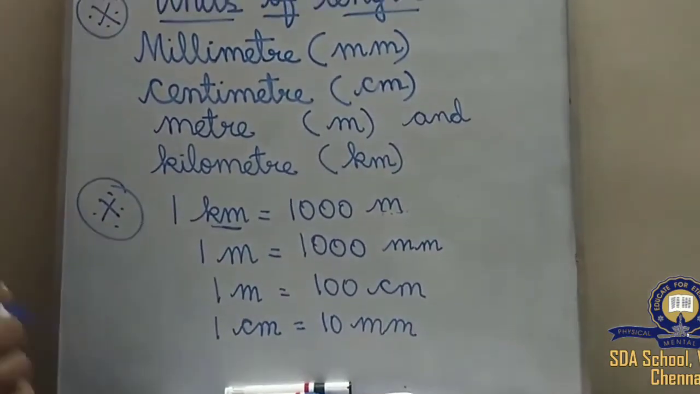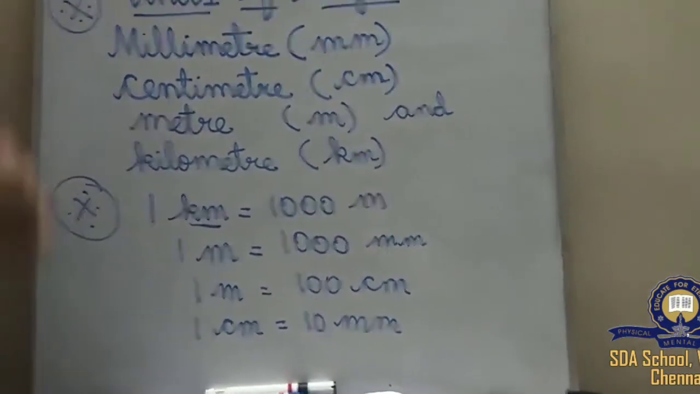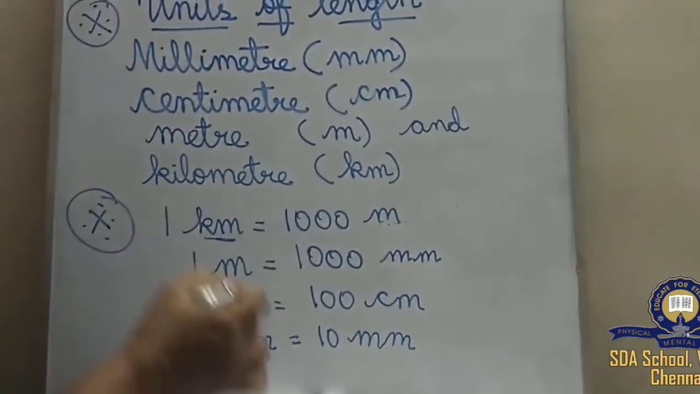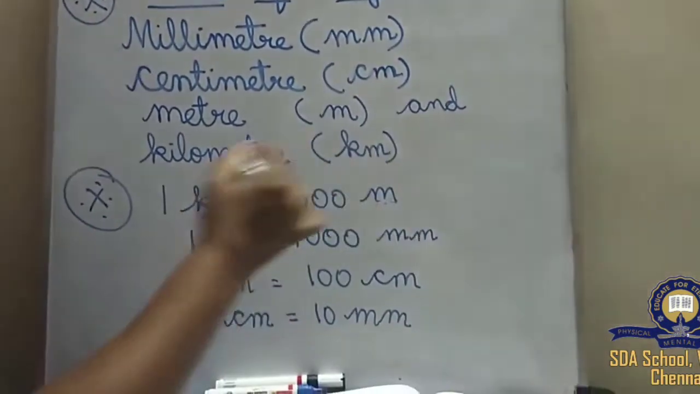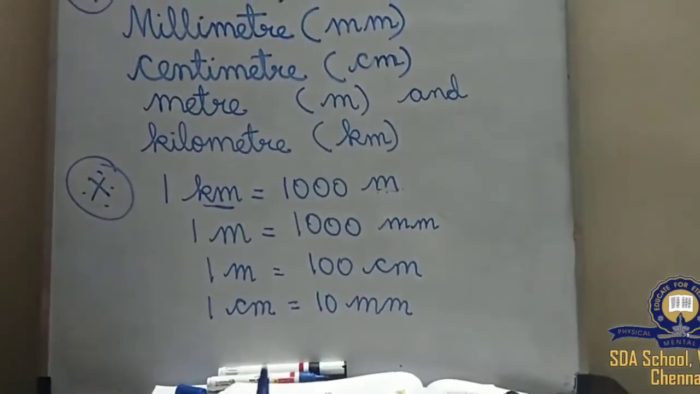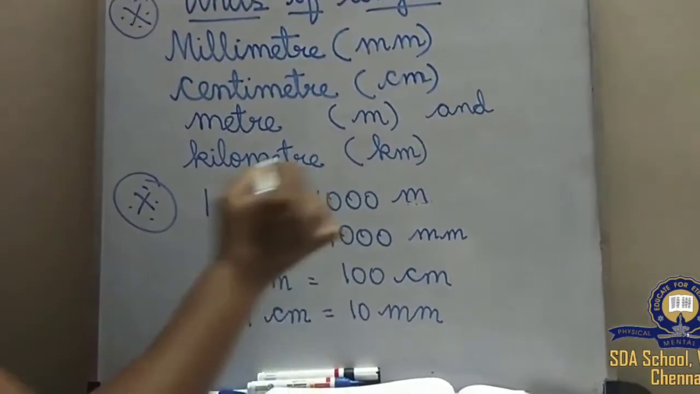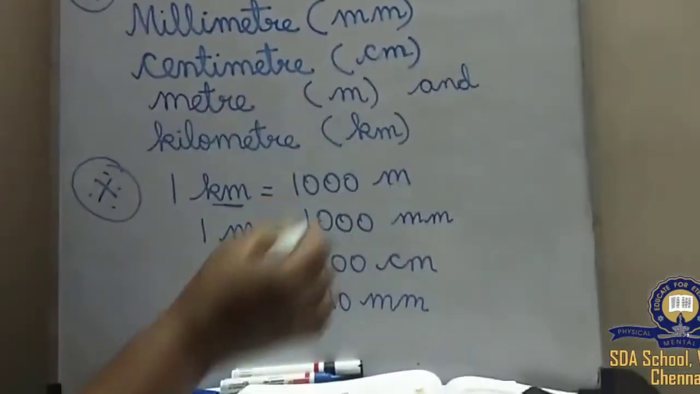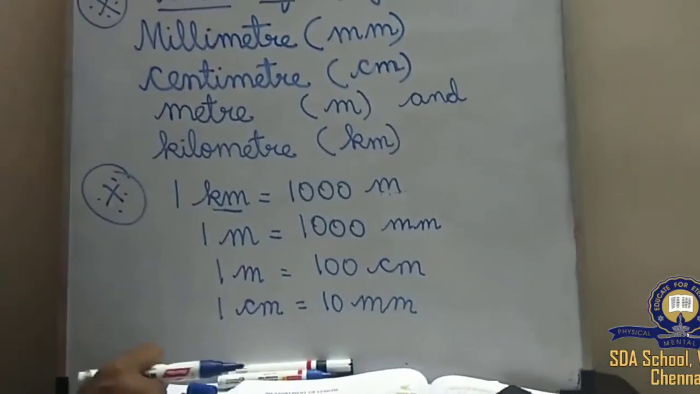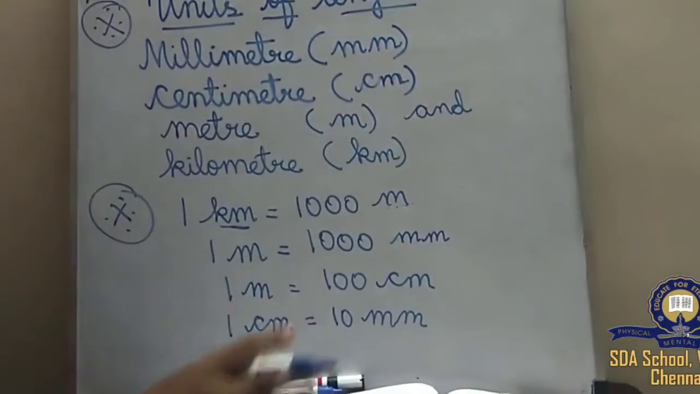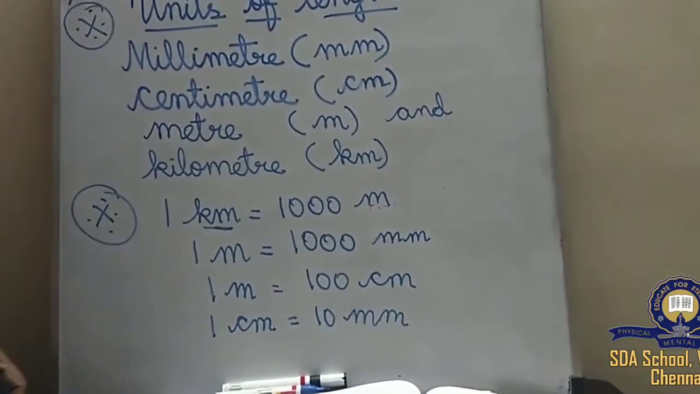In exercise 9.2 you have to convert kilometer into meter and so on. That time, if you are thorough in this, you can do the sums. Okay, children, what you have to do is write this and practice it 5 times at home, in a rough note, so that it will be very easy.